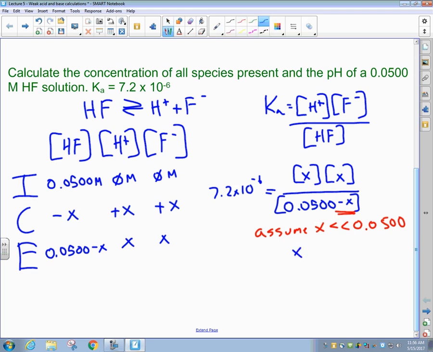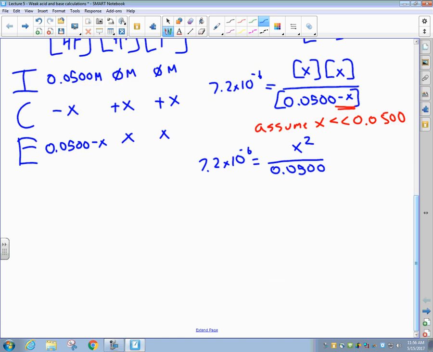So I now have X squared over 0.0500 equals 7.2 times 10 to the minus 6th. I'm going to move the 0.0500 to the other side and take the square root.